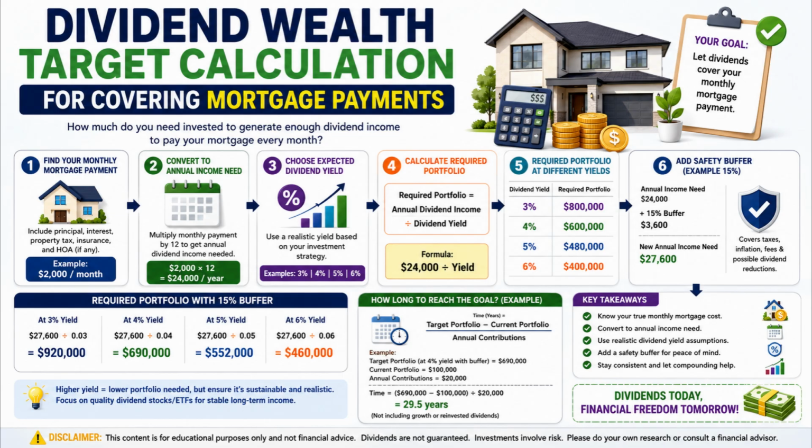So, in this example, a $2,000 monthly mortgage requires $24,000 per year in dividend income. At a 4% yield, the portfolio target is about $600,000. But with a 15% safety buffer, the target becomes about $690,000.